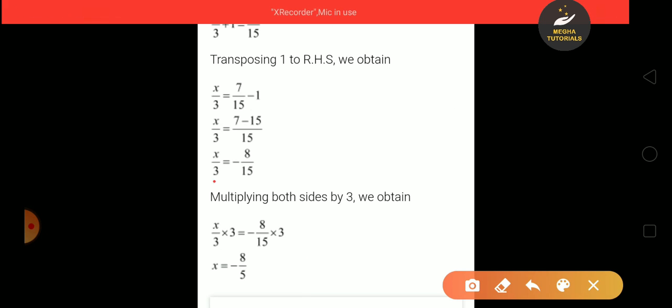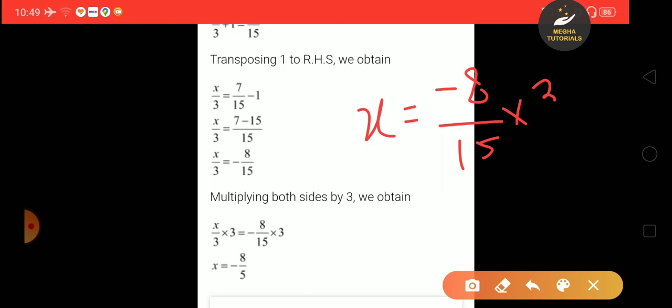Further we can transpose 3 on the other side, so we'll get x is equal to minus 8 upon 15 into 3. So 3 ones are 3, 3 5s are 15. So finally you will get x is equal to minus 8 upon 5.